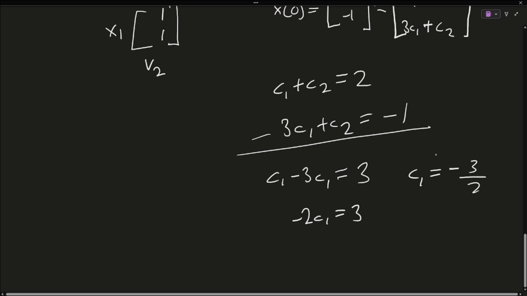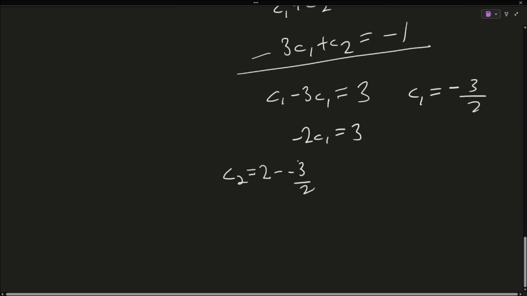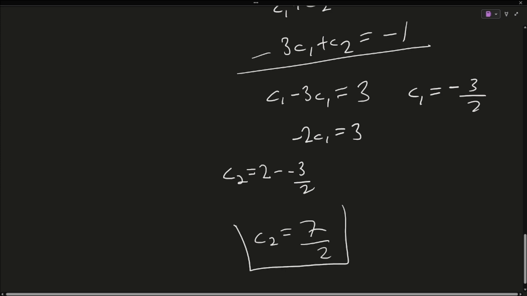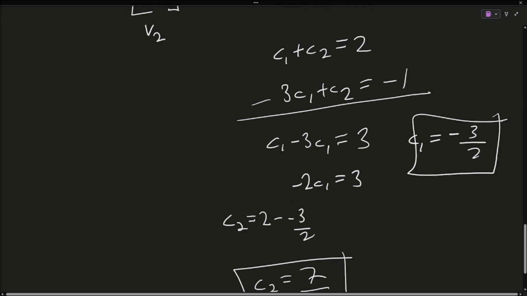Once you solve for one of the variables, the other one comes out from any equation. I'm going to go ahead and plug it into the first equation. So c2 will be 2 minus c1, and c1 was negative 3 over 2, so we're going to have minus negative 3 over 2. So we're going to have, I believe, 7 over 2. 7 over 2 will be c2. Is that right? Yeah, 7 over 2. So we are able to find our constants now.